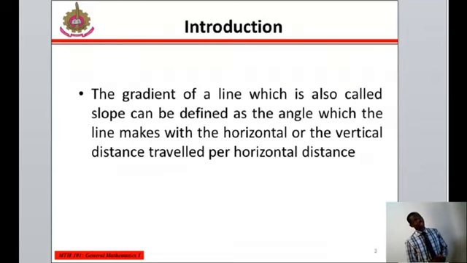What is a gradient? The gradient of a line, which is also called a slope, can be defined as the angle which the line makes with the horizontal. In other words, we can define the gradient of a line as the vertical distance traveled per horizontal distance.